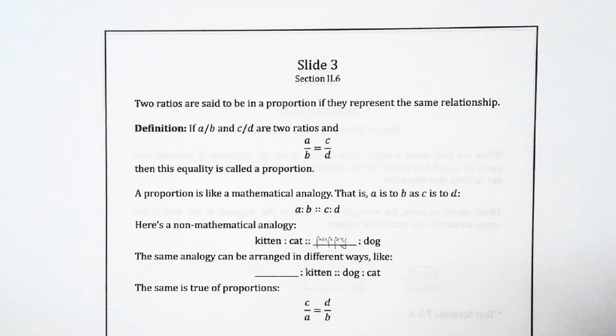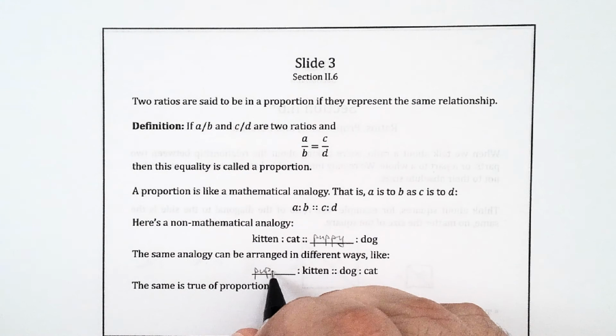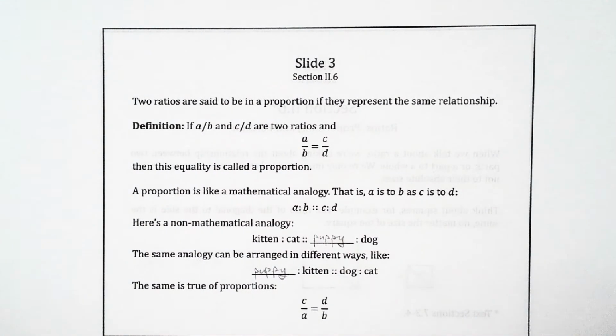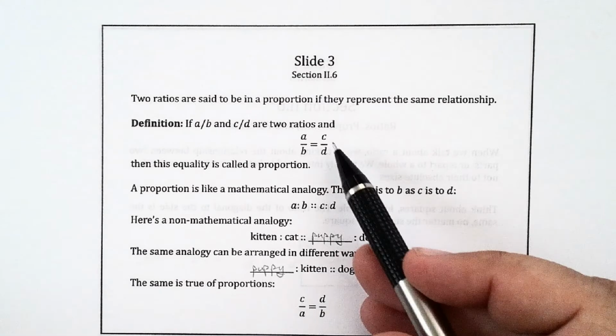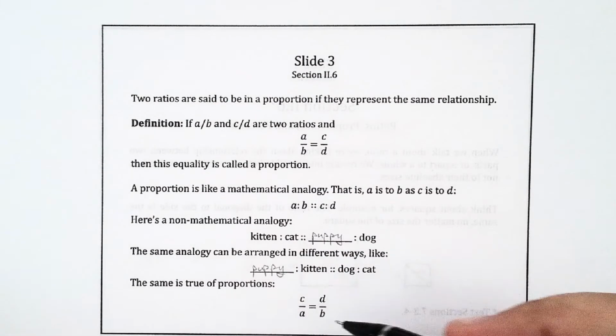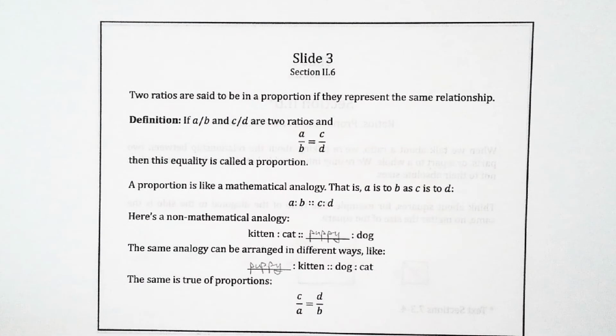Okay, the same analogy could be written in different ways. So you could also say puppy is to kitten as dog is to cat. There's different equivalent ways of writing the same analogy. And the same is true of proportions. So I could rewrite this proportion up here as C over A equals D over B. Also true. Okay, but of course there are some ways that are not equivalent. So I would not be able to say something like kitten is to cat as dog is to puppy. Right? That messes the order up. Same thing goes for proportions. I can't just do anything with those four numbers. Okay, some things are equivalent, but some are certainly not.